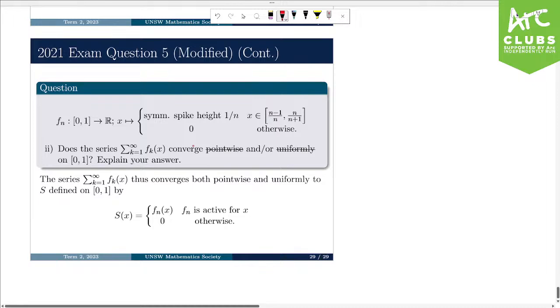So after that, we can conclude that this series converges both pointwise and uniformly to this function we define, which is the sum. So it's a function including all of the spikes.